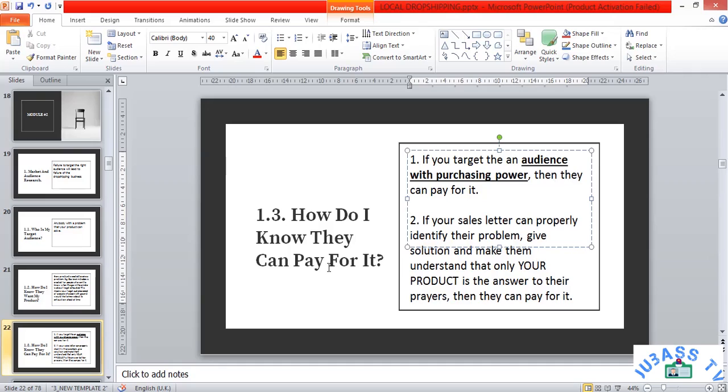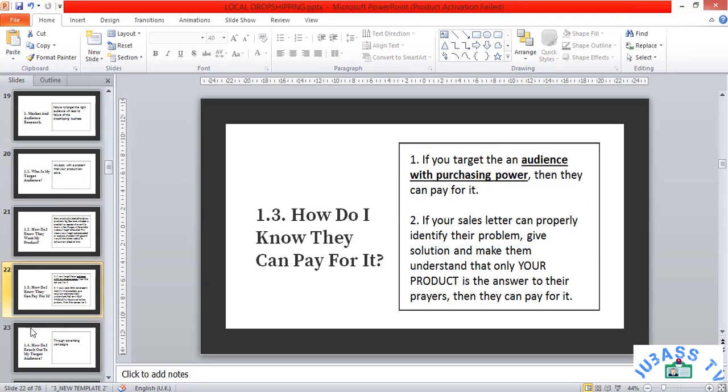I want results. And I feel like if I miss this now, I will never get it again. Also, there is a way on Facebook you can target this same type of people as well. But if your sales letter can properly identify their problem, give a solution, and get them to believe that only your product is the answer, then they can pay for it, because you've used their emotions to your advantage. Okay, now let's move on to the next one.